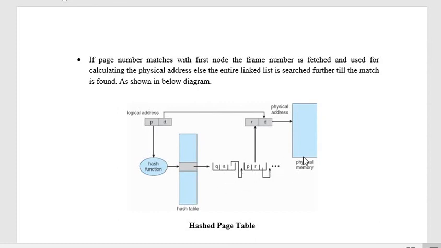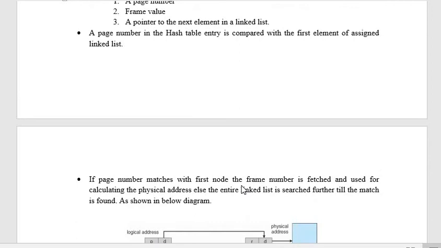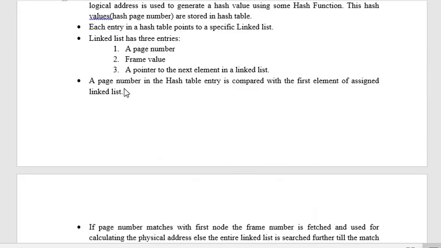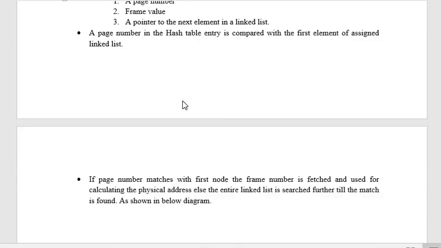Here we could have n number of nodes in this list, where each node has 3 entries. The first entry is the page number, the next is the frame number, and the last is the pointer to the next node in the list. The page number in the hash table entry is compared with the first element of the assigned linked list.